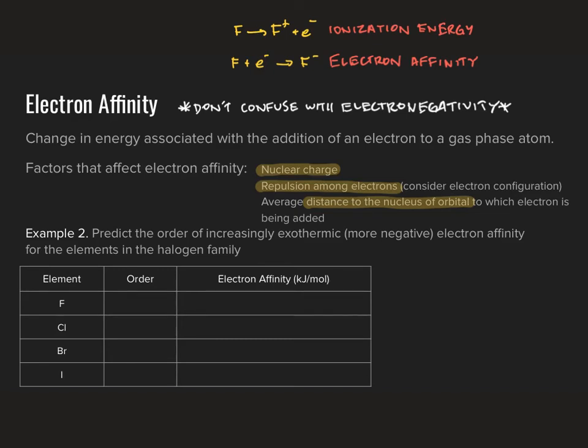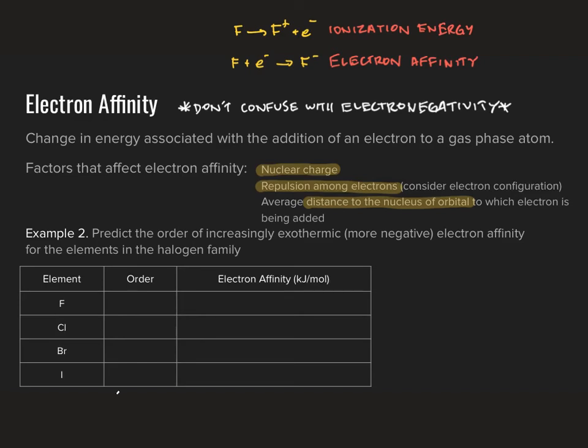On the opposite end, the largest of those elements, iodine, we might expect to have the least negative electron affinity, because iodine as a larger atom is going to, number one, have a lot of repulsion amongst the larger electron cloud with all those electrons flying around out there. And also, we're not going to be adding that electron to an orbital which is close to the nucleus on average.